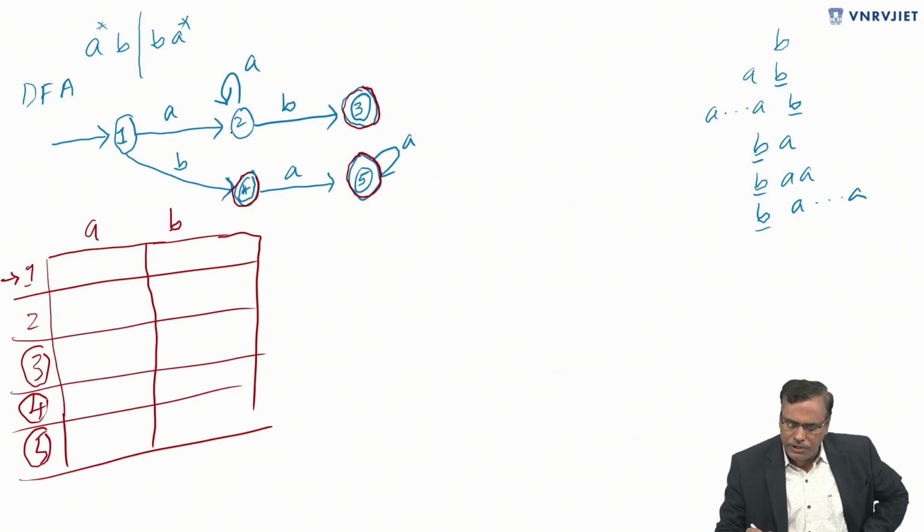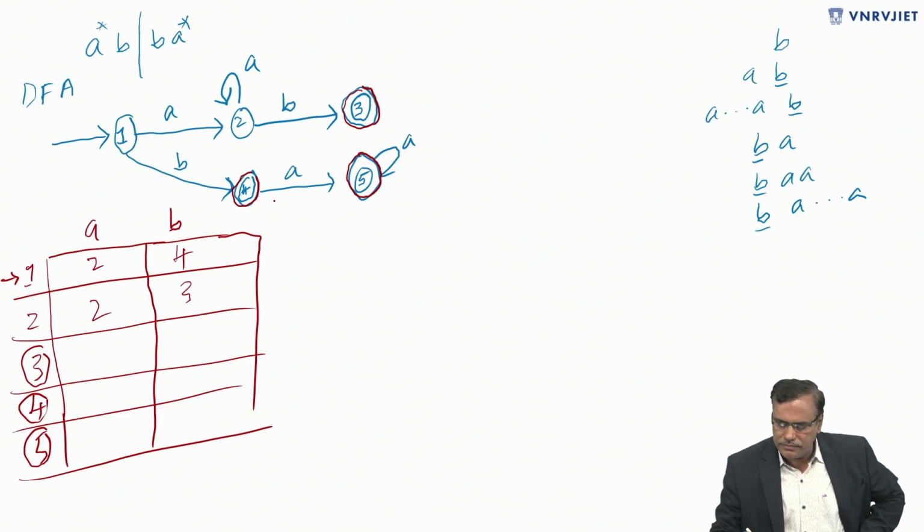1 on A, where are you going? To state 2. 1 on B, where are you going? To state 4. I think it is clear. 2 on A, where are you going? 2 itself. 2 on B, where are you going? 3. 3 on A, you are not going anywhere. Leave it.